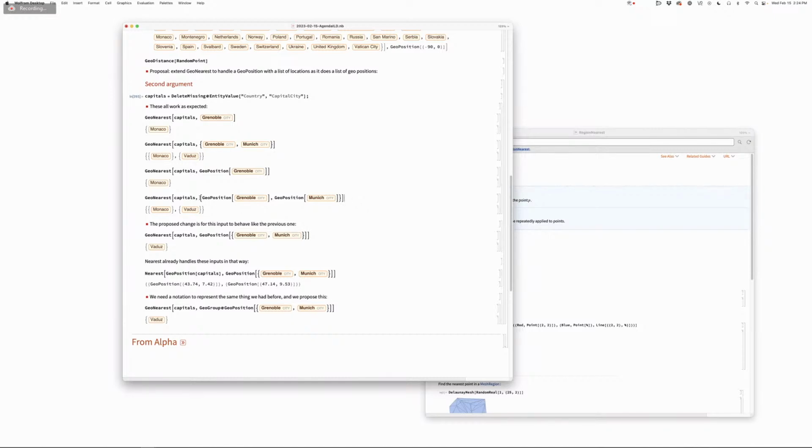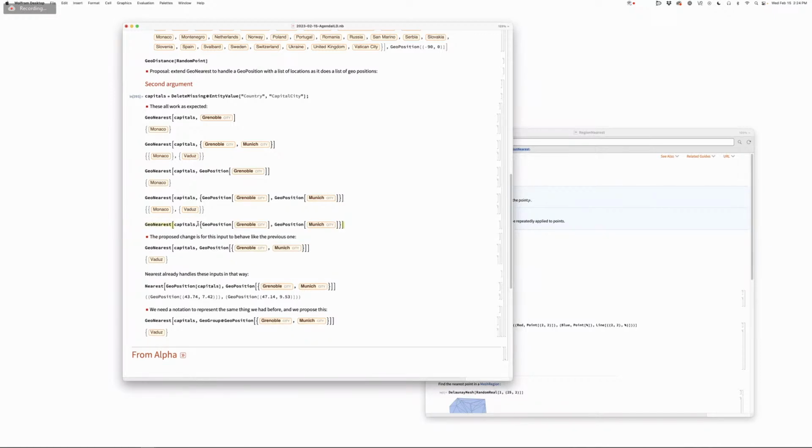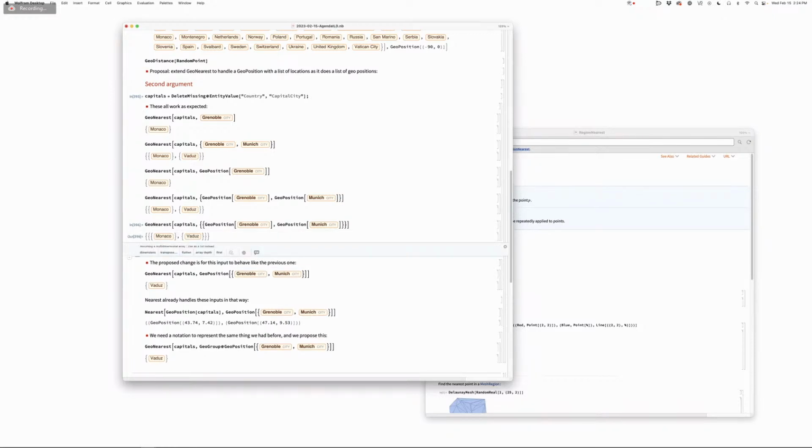Does it flatten? I mean, if I gave 2 levels of list here, what would it do? That's probably not understood, I think. Yeah, I'm not sure. It already supports thread, right? Yeah, it does. It preserves the structure, so it's listable in some sense. I think this is outside of this proposal. That's just how GeoNearest, and probably Nearest, mostly works. We're just talking about what it means when you have a single geoposition, and the question is whether it's the list inside it, or a single object.